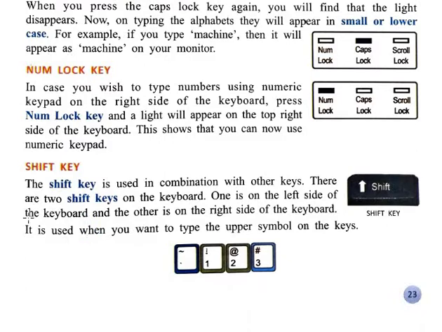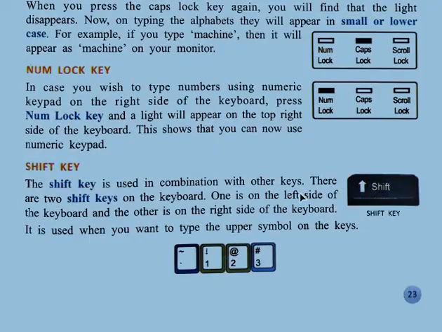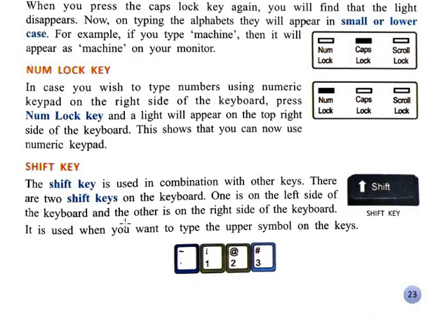Shift key. The shift key is used in combination with other keys. There are two shift keys on the keyboard, one on the left side and another on the right side of the keyboard. It is used when you want to type the upper symbol on a key. Here, this one is the upper symbol. If you want to write this upper symbol, you can use the shift key.